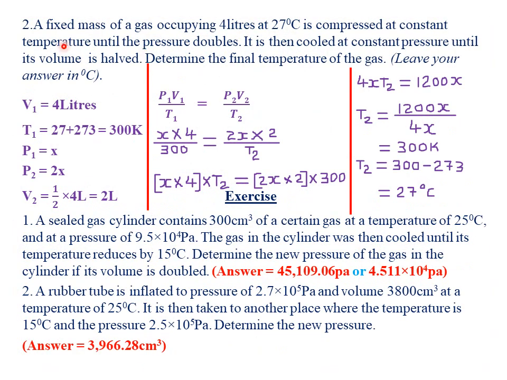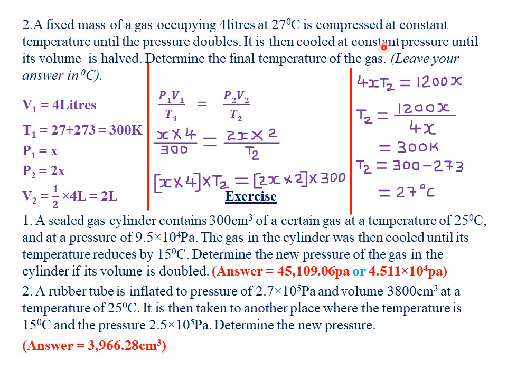Our second example reads that a fixed mass of a gas occupying 4 liters, so that is our initial volume V1 = 4 liters, at 27 degrees Celsius, that is our initial temperature. To convert 27 into Kelvin, we simply add 273, so it will give us 300 Kelvin. It is compressed at a constant temperature until the pressure doubles. So if we let our initial pressure, that is P1, to be x, then for the pressure to double, it means that our final pressure will be 2x, that is the double of x.